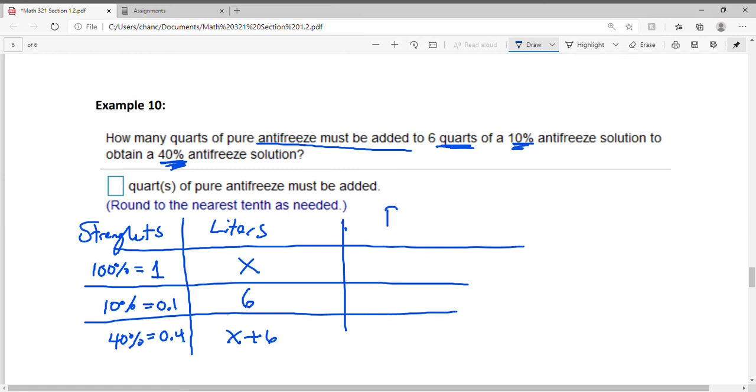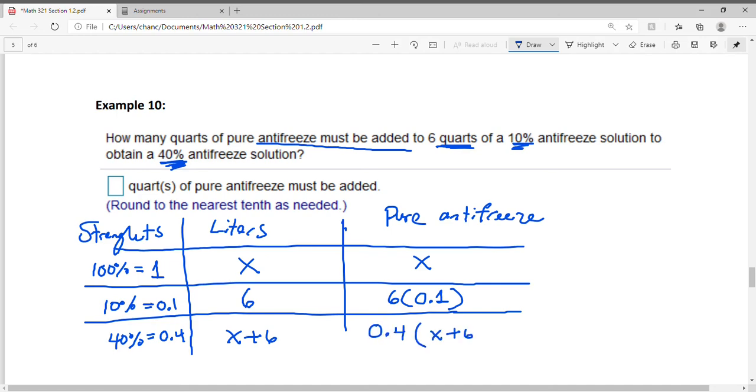Now we'll look at the pure antifreeze. Now if it's 100% concentration, that means this is going to be x amount of antifreeze. Now this right here is a 10% solution of antifreeze. So we're going to multiply 6 times 0.1 to get the amount of pure antifreeze. Now for the bottom, it's a 40% solution, so we know this is 0.4 times x plus 6.